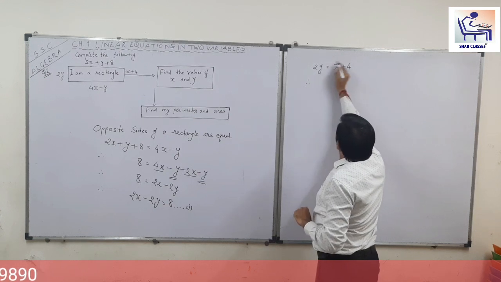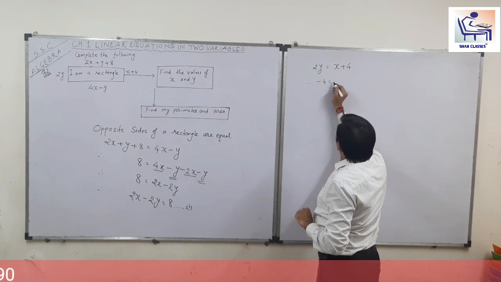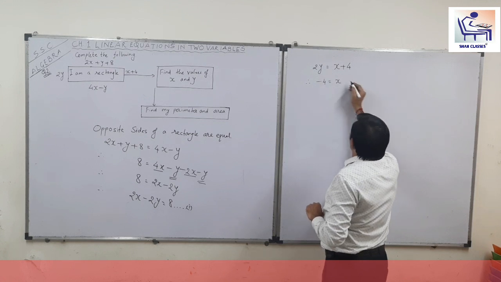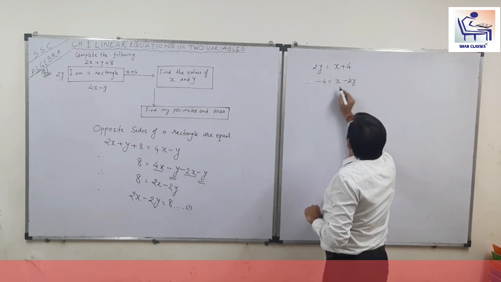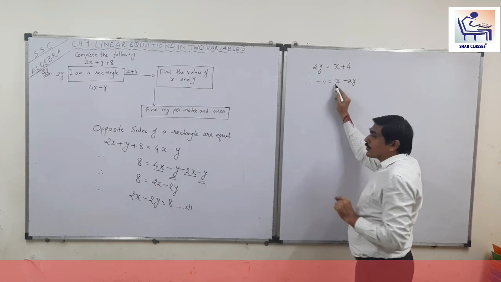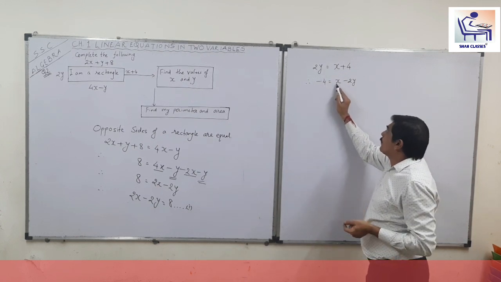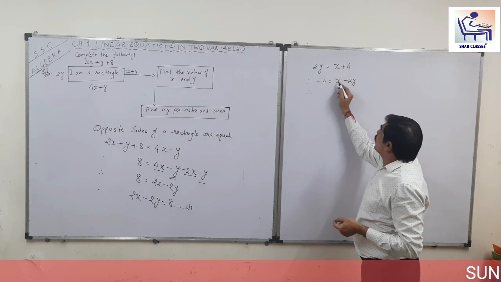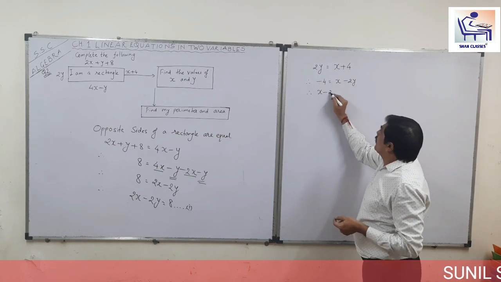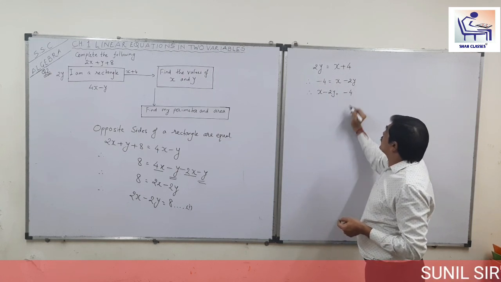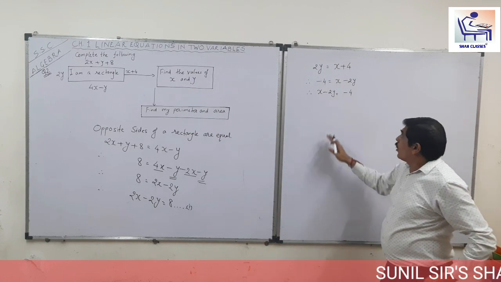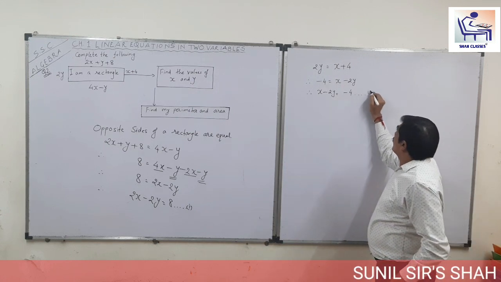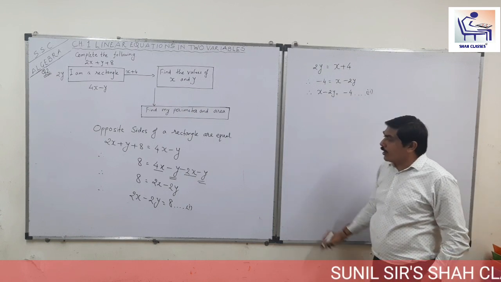So what do we have to do? Bring plus 4 over here, constant on one side and variable on the other side. So x minus 2y, and now the first term must be positive. Always remember, we normally keep the first term as positive. So x minus 2y is equal to minus 4. And now we got the second equation.